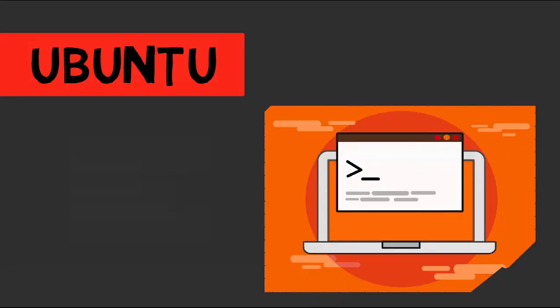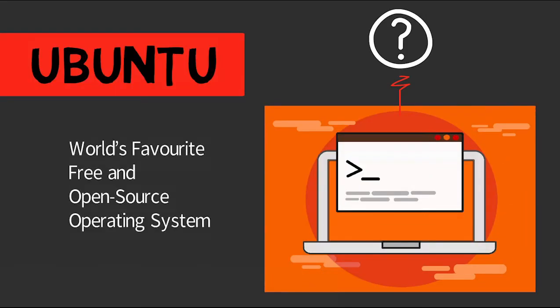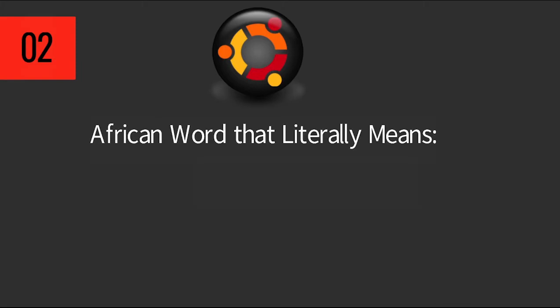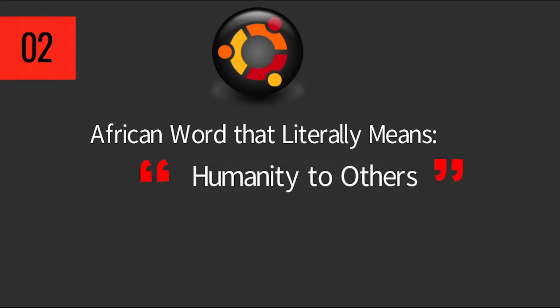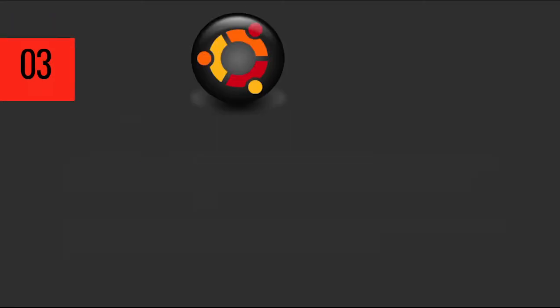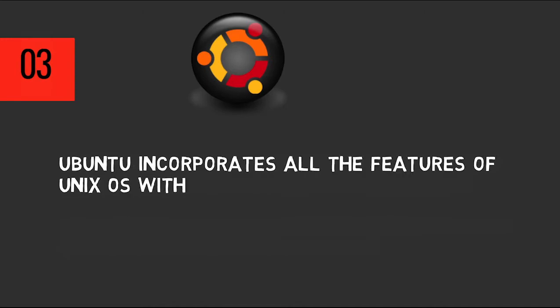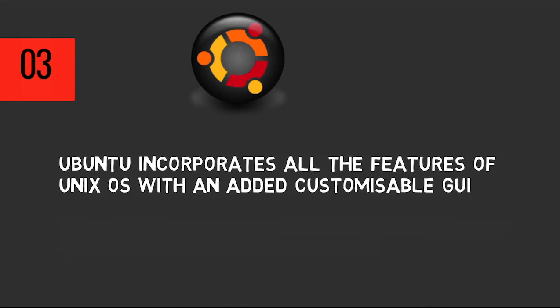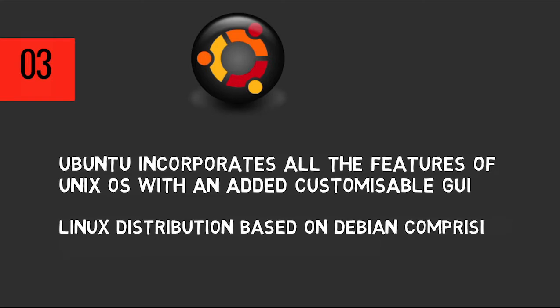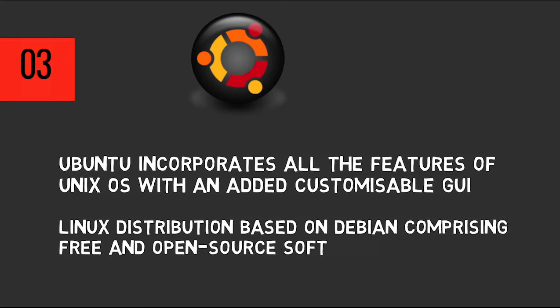Ubuntu is the world's favorite free and open source operating system. Ubuntu is an African word that literally means humanity to others. Ubuntu incorporates all the features of the Unix operating system with an added customizable graphic user interface. It is a Linux distribution based on Debian comprising free and open source software.